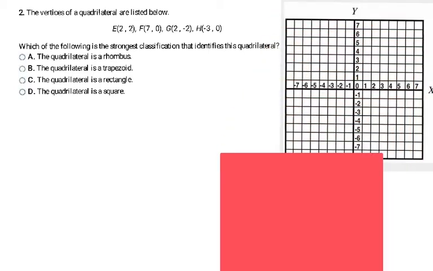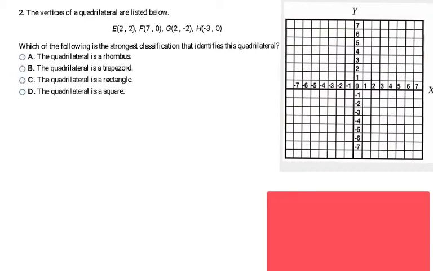So what you're going to want to do is grab a piece of graph paper and plot those points to get an idea of what kind of shape this is going to be. If you don't automatically get graph paper on the EOI, ask for it because you're supposed to have it. So you're going to have 2, 2, and then F, so that's letter E. And then you're going to have F, which is 7, 0, so that's right here. And then G is 2, negative 2, so that's right here. And then H is negative 3, 0, so that's right here.